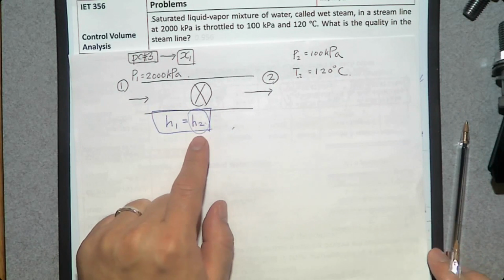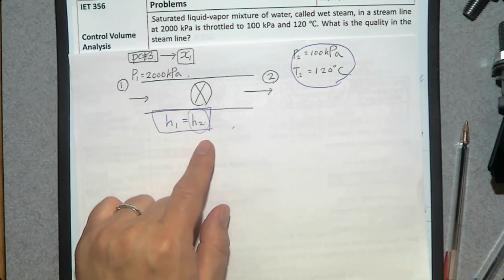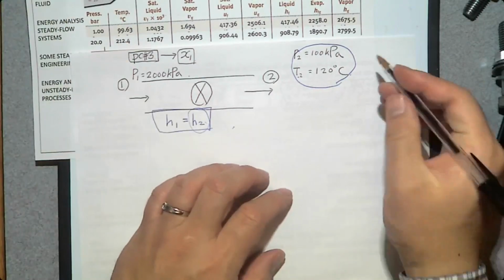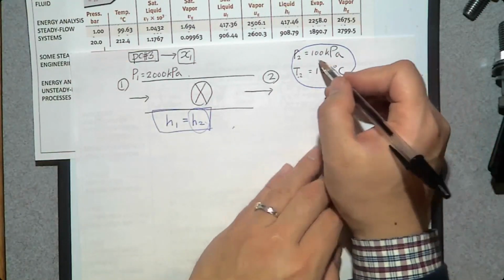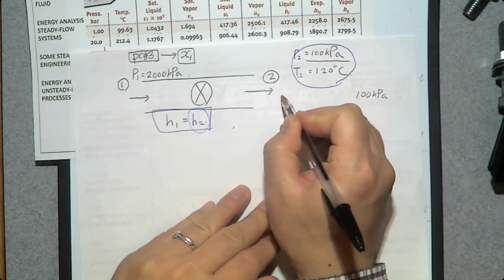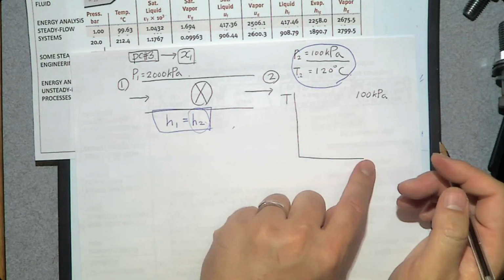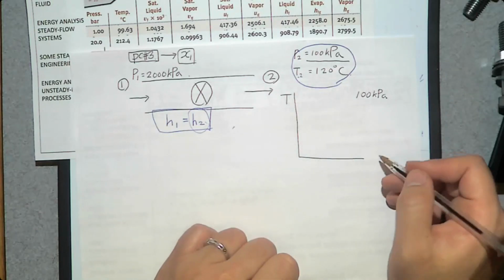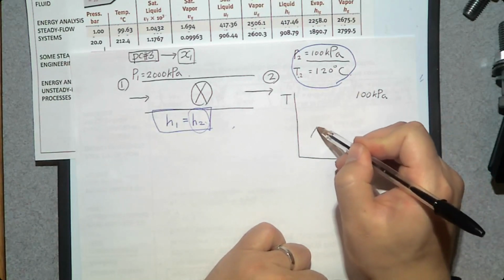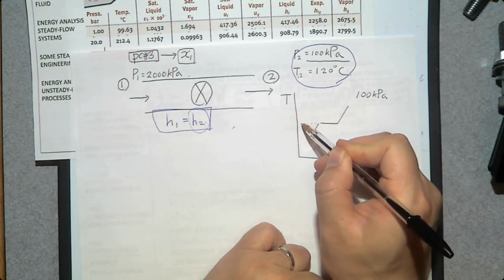So let's find H2 first. We have pressure and temperature. How can we find this H? We need to determine the phase change process. How can we determine the phase change process? We can make a property diagram. At this pressure, 100 kilopascal, we can make a temperature diagram. We can make a T-v, T-u, or T-h diagram. Anything is fine, so let's make a T-h diagram. The T-h diagram looks like this. To complete this T-h diagram, we need to know three properties.